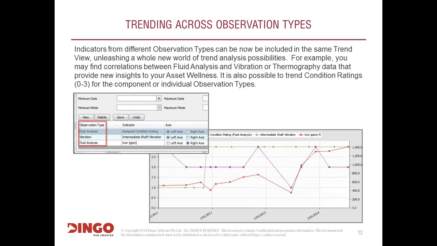And it's also possible to trend condition ratings as well, your normal warning criticals for the component, or the individual observation types underneath as well. So you can see whatever rating you like, whether it's what used to be called the lab rating, the observation rating, the tracker rating, the review condition rating, or the overall condition of the component. They can all be trended separately on the trends graph. So it's quite a powerful feature that we hope will be useful for everyone.